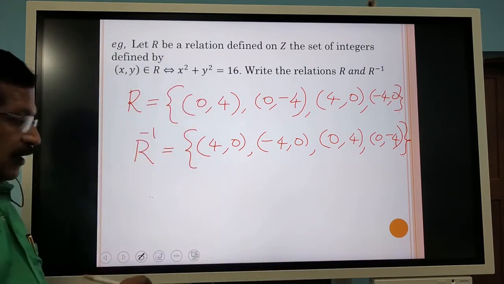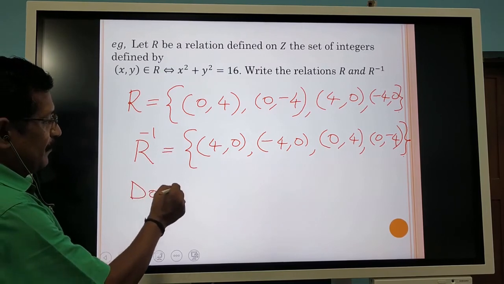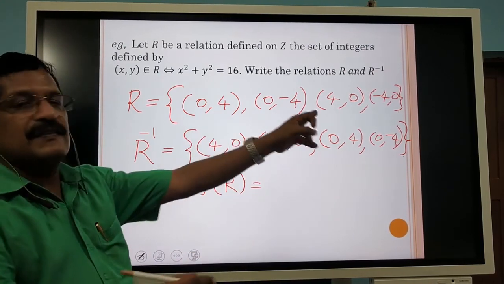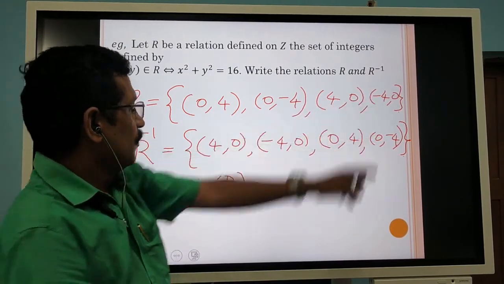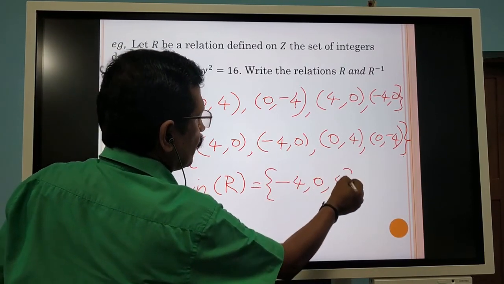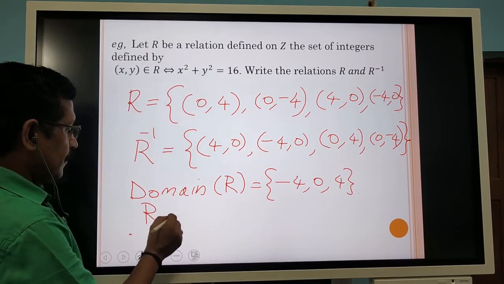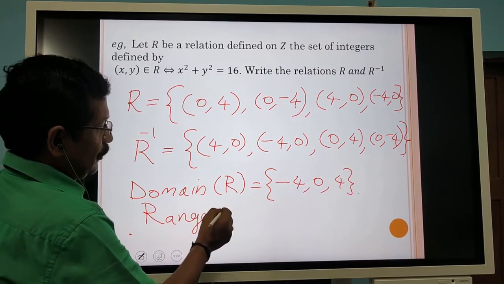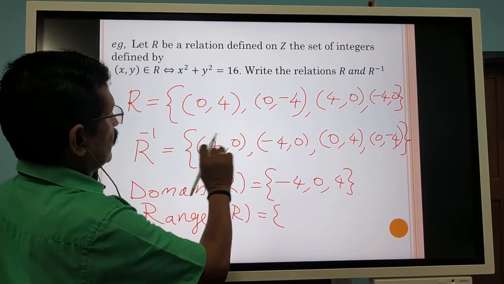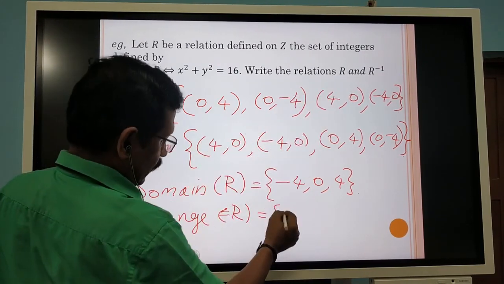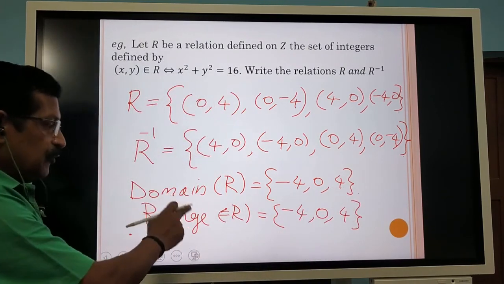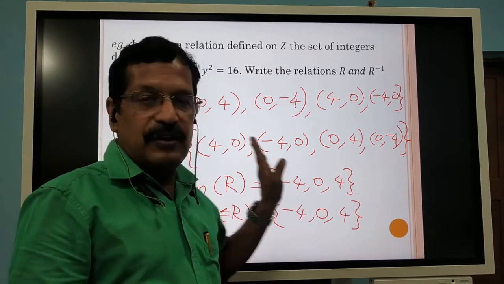And here, what is the domain of R? Domain of R, the relation R, let's take the first components. The first components are 0, 4, minus 4. So we can write it as minus 4, 0, 4. And what about the range? Range of R is the set of second components, and the second components are 4, minus 4, 0. So it is minus 4, 0, 4. So the domain of R and the range of R are both the same here.